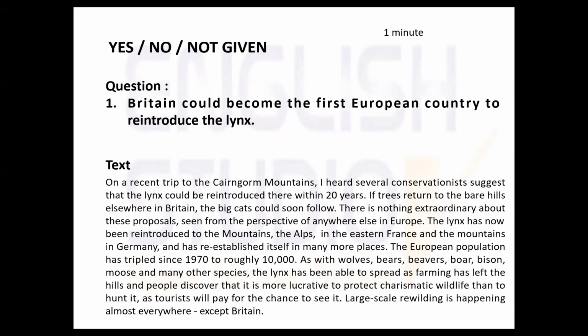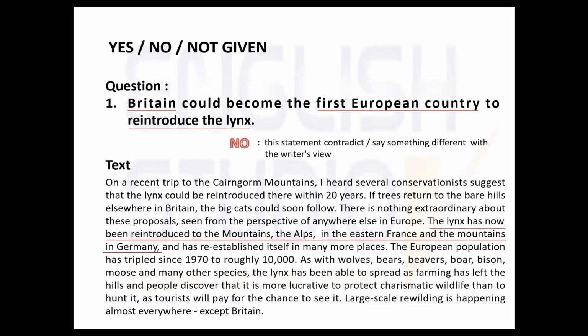Good job. Yes, for additional information, it is also below. Yeah, good job. You spotted the correct line that contains the keyword. So we have the keyword here: Britain, first European country, reintroduced the lynx. Is it that Britain became the first European country to reintroduce the lynx?